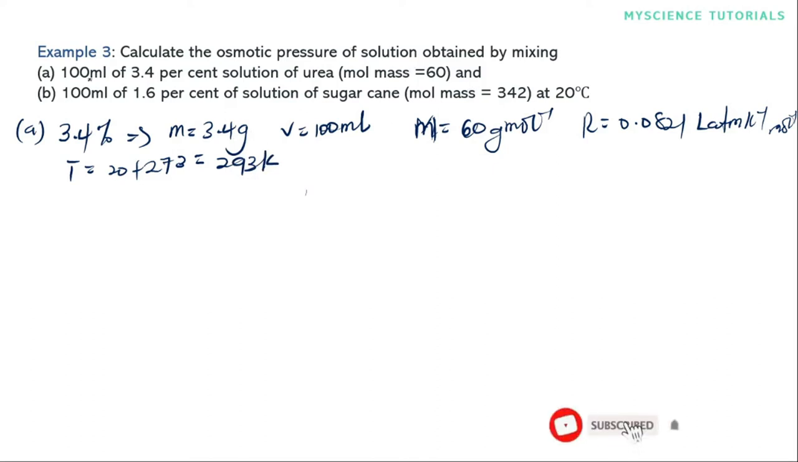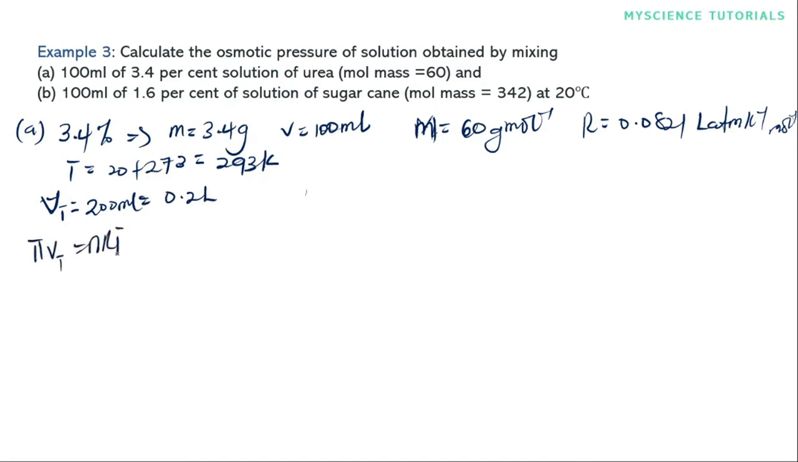So it means we mix 100 ml of urea and then 100 ml of sugar cane. So it means the total volume for both the solutions, V total, will be equal to 100 ml plus 100 ml, which is 200 ml, which is 0.2 liters. So it means the osmotic pressure for the first one, pi V, to become pi V T, is equal to nRT. We know our pi, we don't know, and our volume is now 0.2.